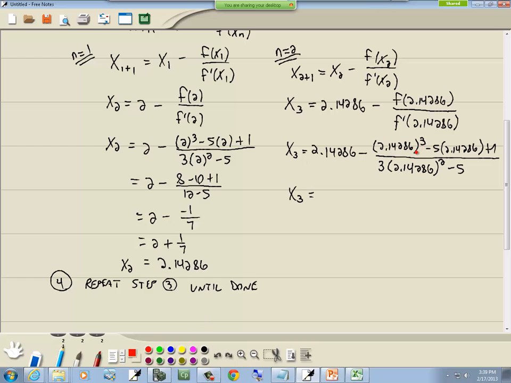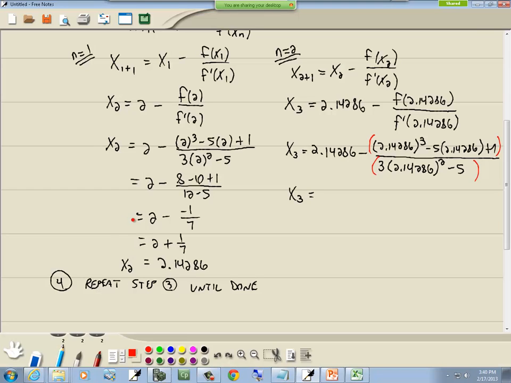Whenever you're working with the TI-83, TI-84 calculator, and you have a fraction that has more than a single number or a single variable on top or bottom, when you plug it in, you have to put parentheses around the top and parentheses around the bottom, if you have more than a single number. So let's go plug that in.